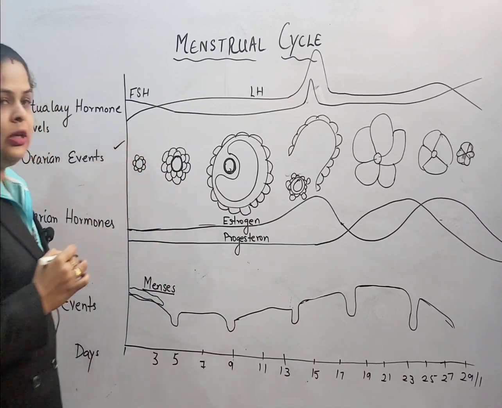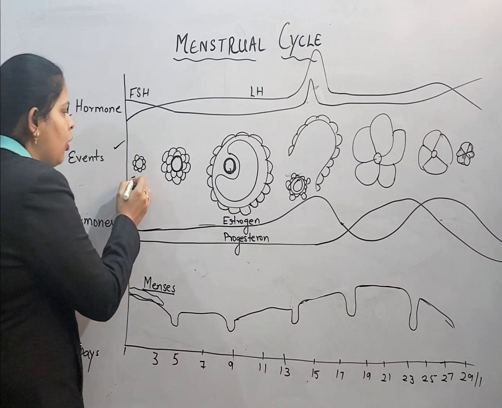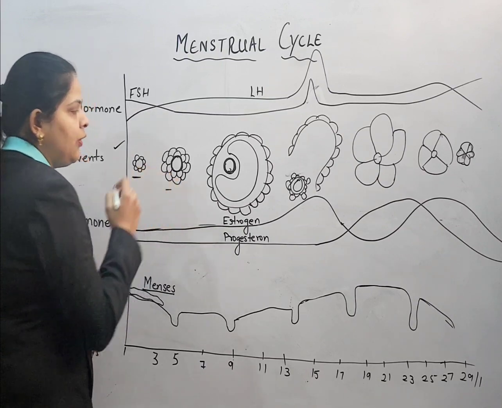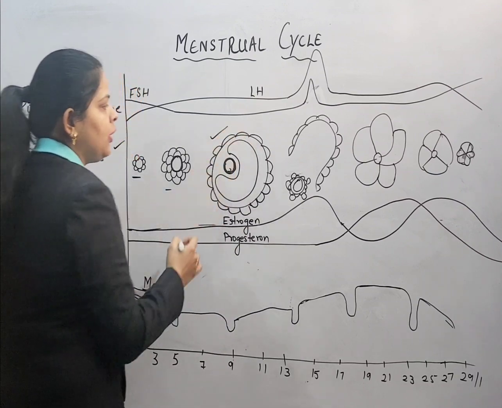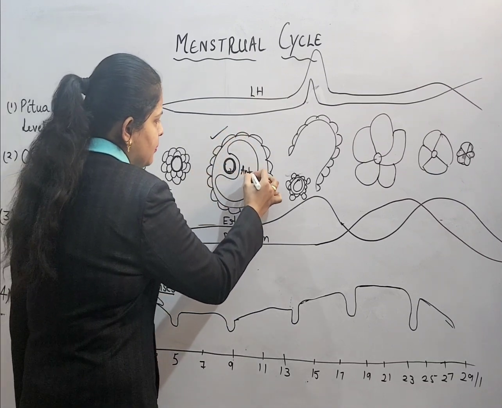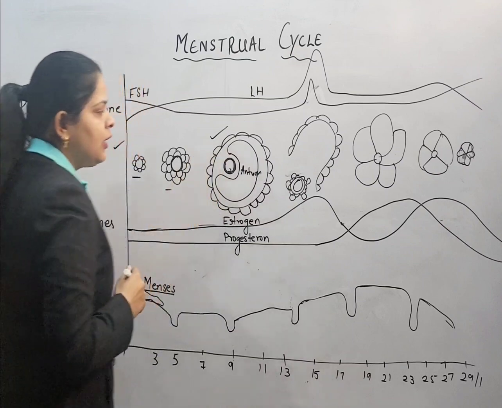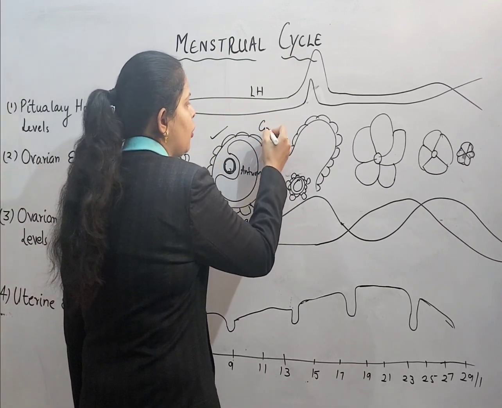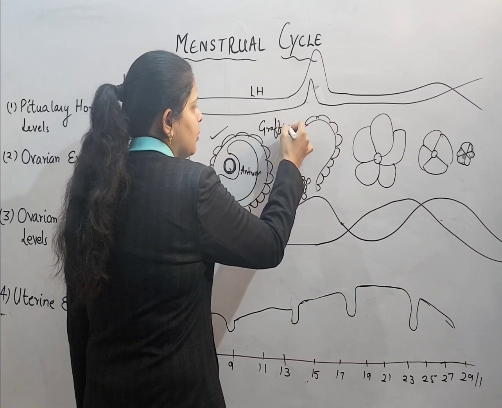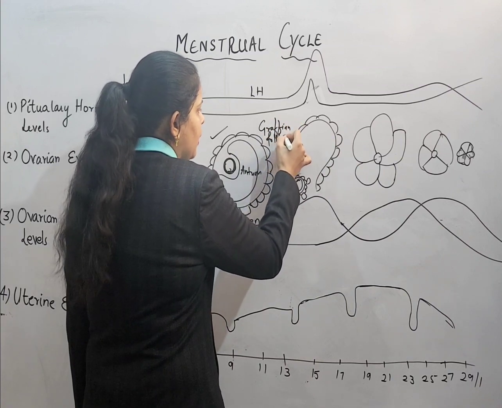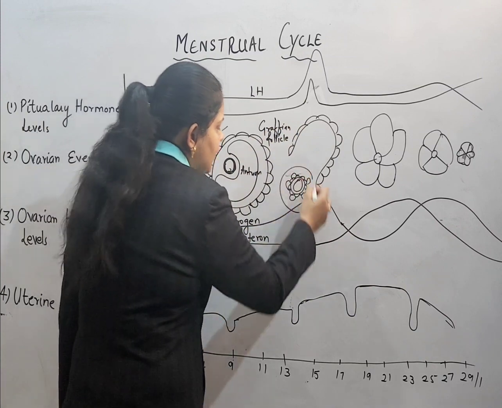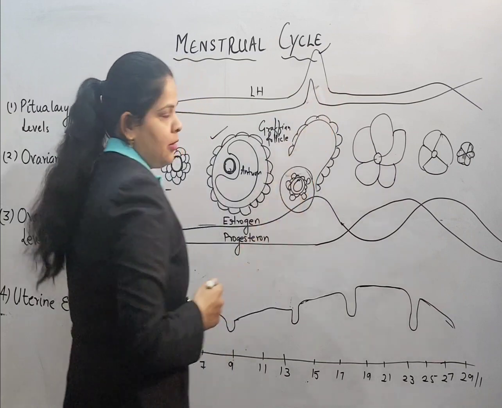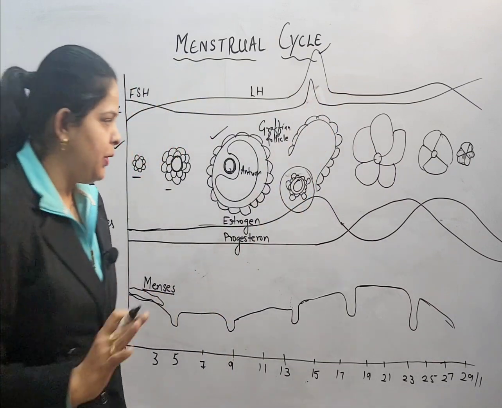Later on, the ovarian events. In the ovary, follicles are being formed. We have the secondary follicle, then the tertiary follicle when the antrum is there. When you see the antrum, it will be the tertiary follicle and then it will become mature and be known as the Graafian follicle. From the Graafian follicle, the secondary oocyte will be released when the LH surge is there. LH will be at its peak.